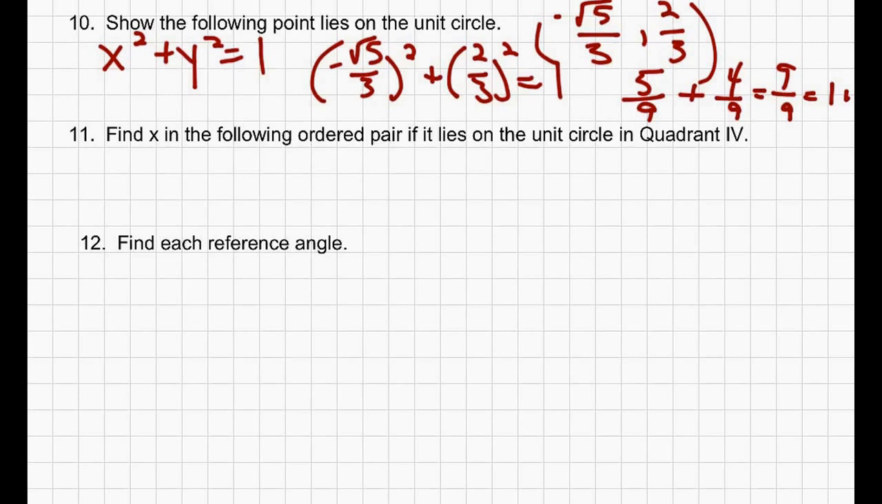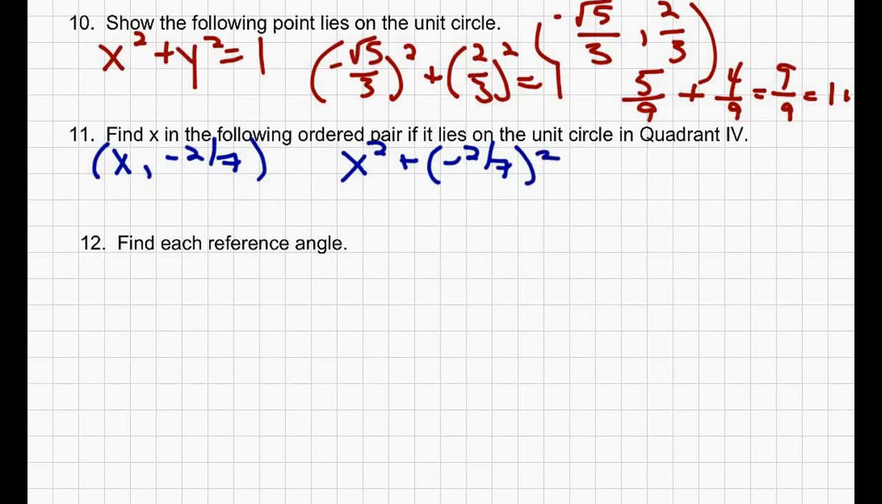Number 11, find x in the following ordered pair if it lies on the unit circle in quadrant 4. So here's the ordered pair, x comma negative 2 over 7. And since I know it lies on the unit circle, I'm going to plug in x for x, and I'm going to plug in negative 2 over 7 for y into x squared plus y squared equals 1. And I'm going to solve that equation for x. But I also have to think about the fact that it's in the fourth quadrant. In the fourth quadrant, should x be positive or negative? Well, in quadrant 4, x is positive.